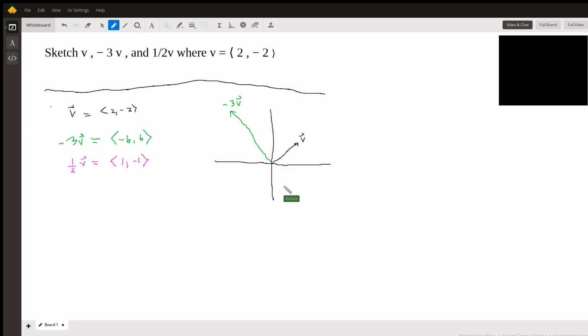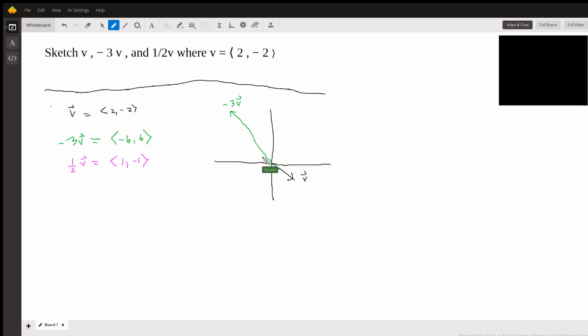Okay. And then the last one in purple, 1/2 v. That's going to be 1 comma. Oh, my goodness, v is wrong. Excuse me, my goodness gracious. Excuse me, how I did that, I don't know. 2 negative 2, so it's 2 here and then down 2 here. So it's going to be roughly like that. So that's our v. Sorry about that.